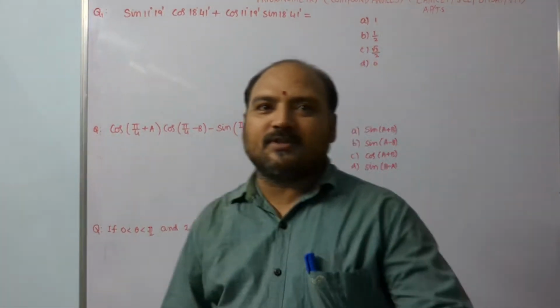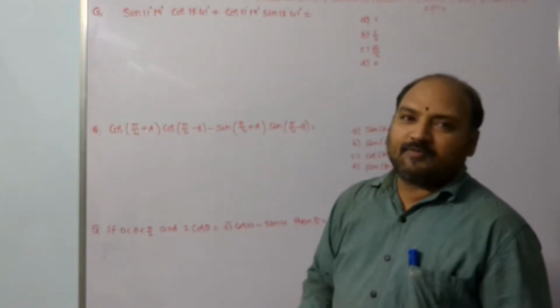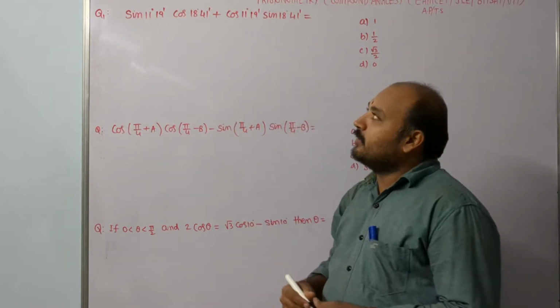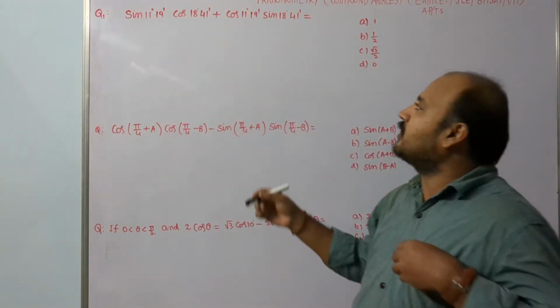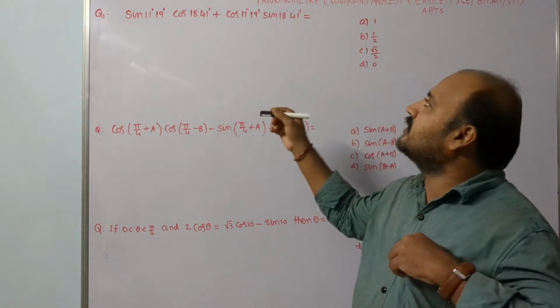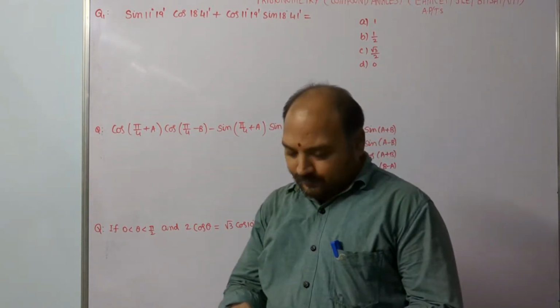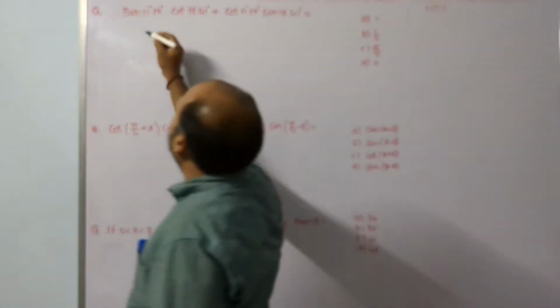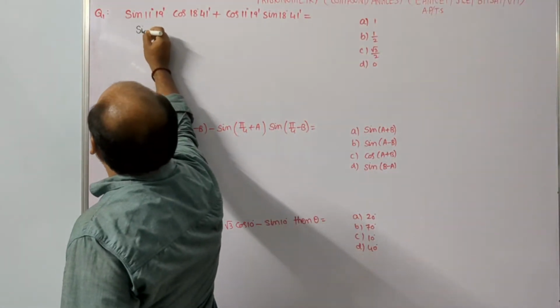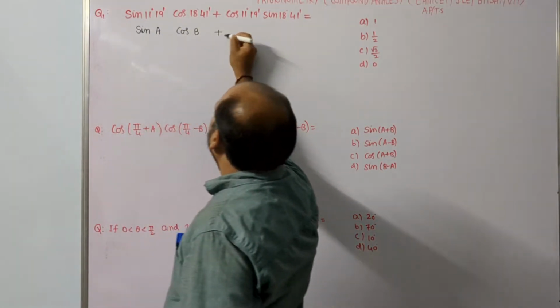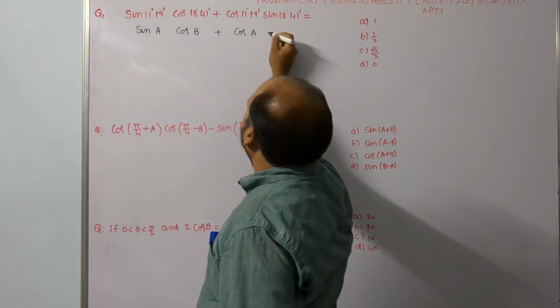Let us have a discussion. The first question: sin 11 degrees 19 minutes cos 18 degrees 41 minutes plus cos 11 degrees 19 minutes sin 18 degrees 41 minutes. You observe that it is in the form of sin A cos B plus cos A sin B.